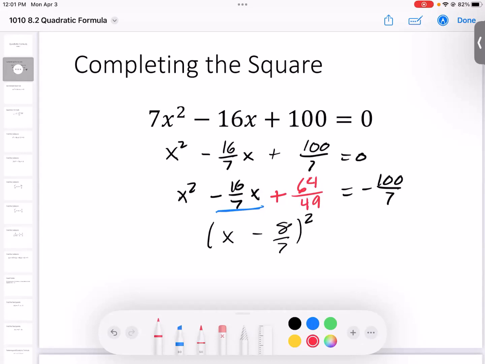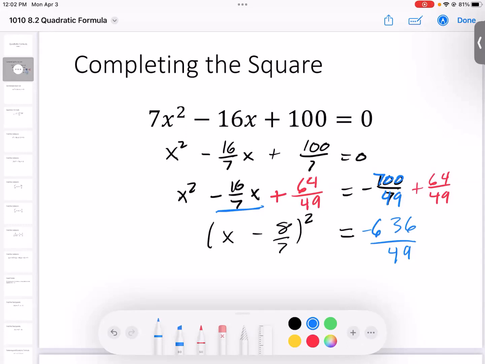So if I add it to that side, I have to also add it to the other side. And that gives me that answer. And then if I simplify that right-hand side, negative 100 over 7 could be rewritten as negative 700 over 49, because you can multiply the top and bottom by 7. And negative 700 plus 64 would give you negative 636 over 49. And then you'd square root both sides and solve it from there. So that's what we did last class, with learning how to complete the square.